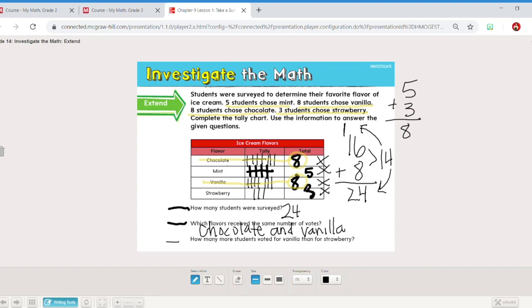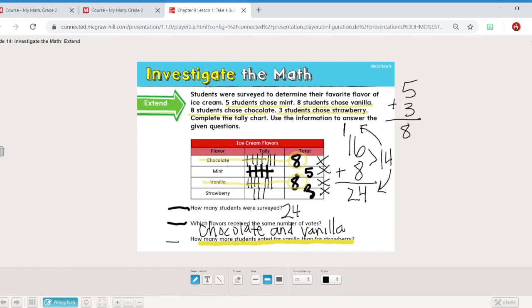How many more students voted for vanilla than strawberry? Now here's important. It says how many more students. When it says that, it wants you to find the difference. You want to compare how many people wanted vanilla more than they wanted strawberry. So when we hear that, we know that a difference is the answer to a subtraction problem. So we're going to go ahead to the side here and set up a subtraction problem.